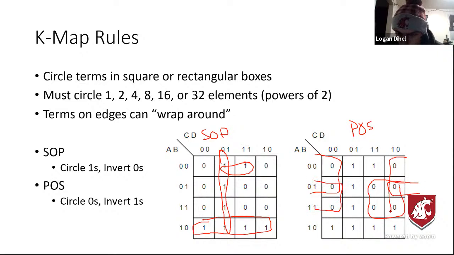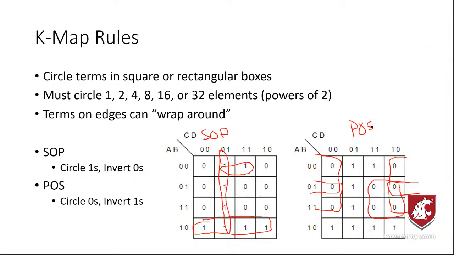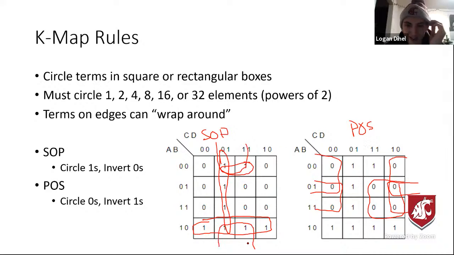With the SOP circuit, wouldn't you want to loop the most possible? For the top one, wouldn't you loop it with the bottom? Yeah, good catch, I didn't see that. Loop as many as you can, and you can wrap around the edges. I think I did it correctly on the POS.